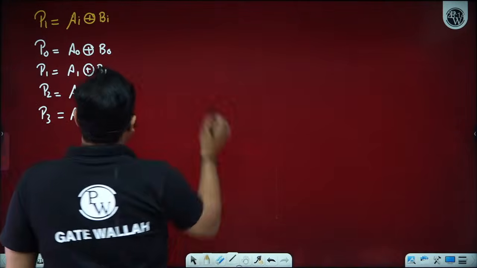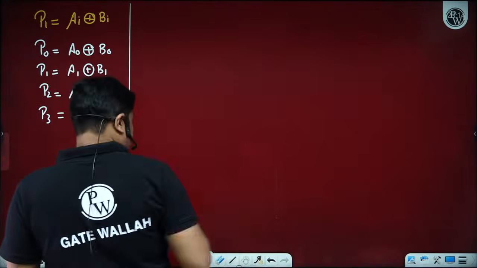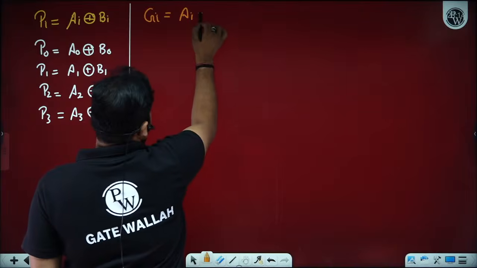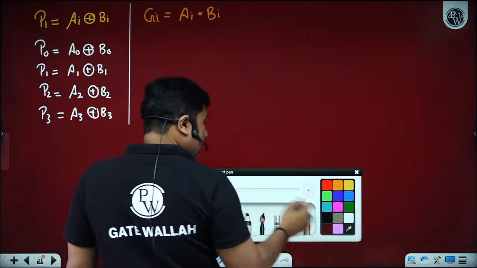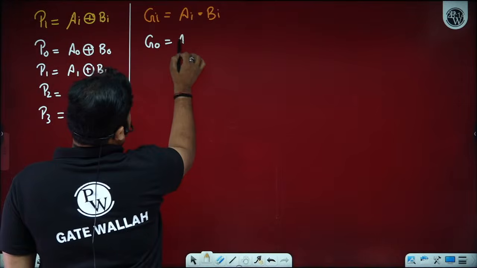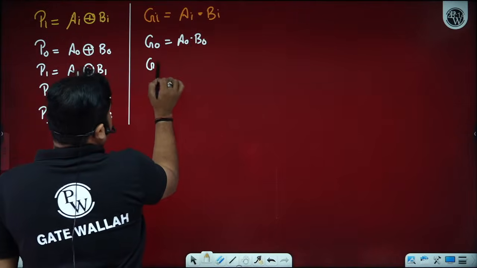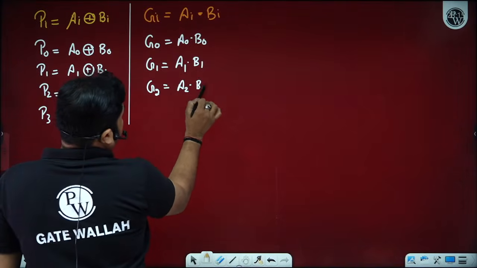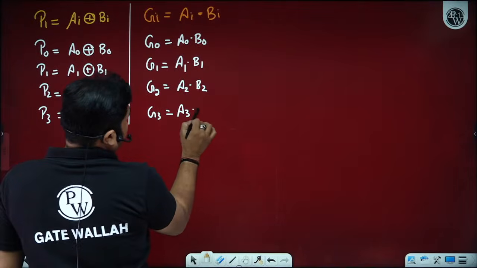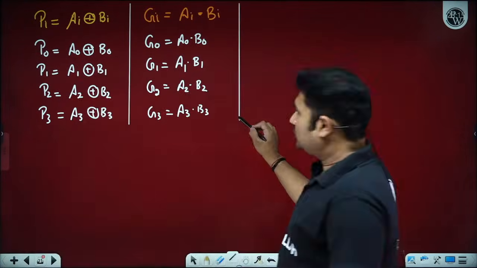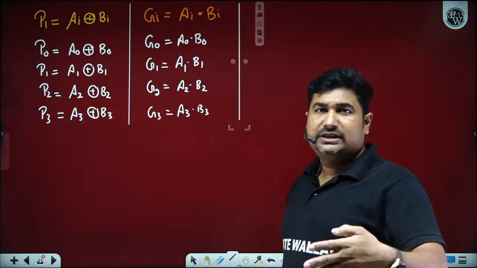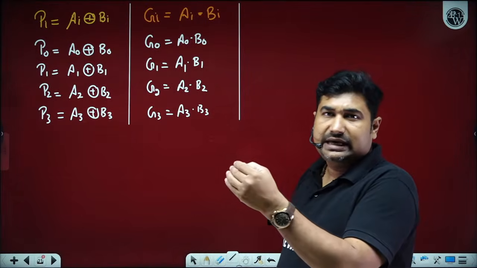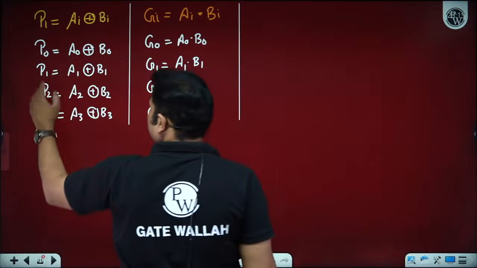In the same way, for the generating term Gi, what is Gi? Gi is Ai dot Bi, an AND gate operation. So G0 is A0 dot B0, G1 is A1 dot B1, G2 is A2 dot B2, and G3 is A3 dot B3. For a 4-bit adder, we have A3, A2, A1, A0 and B3, B2, B1, B0, represented in 4 different full adders.